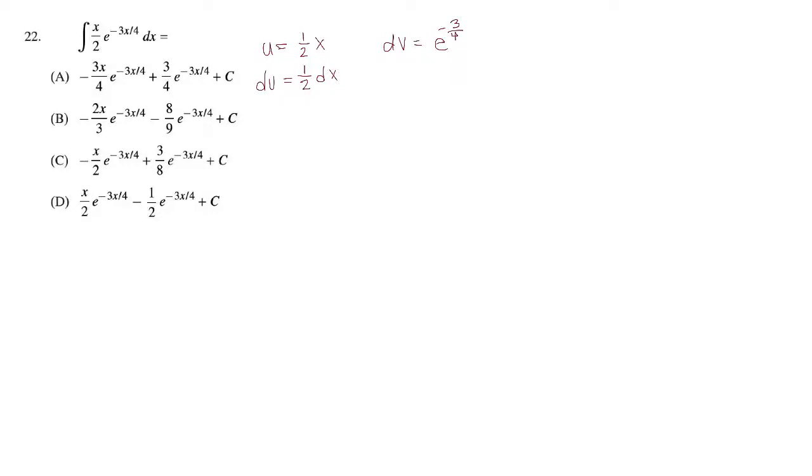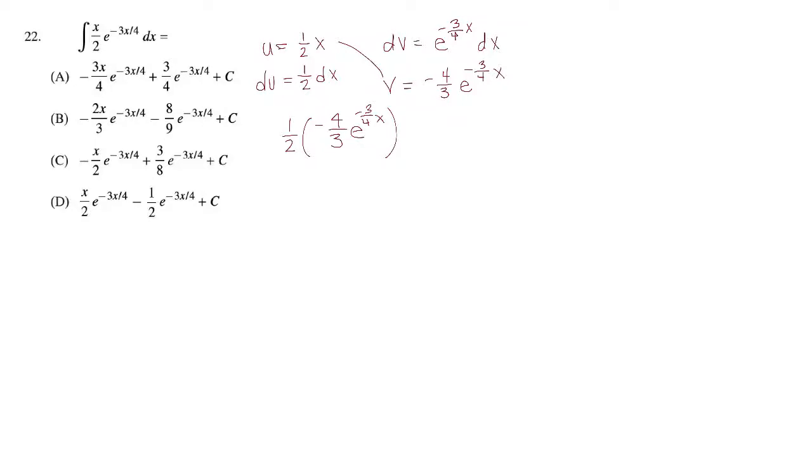There we go. That's a little bit better. dx. And so when I integrate that to get my v value, I do have negative 4/3 e to the negative 3/4 x. All right, so my sunshine, so I have u times v, so I have 1/2 times negative 4/3 e to the negative 3/4 x. So there's my sunshine.